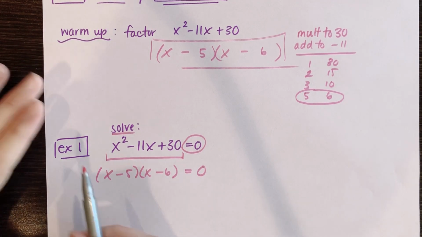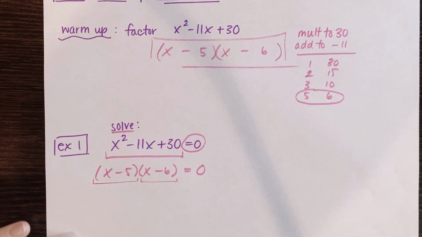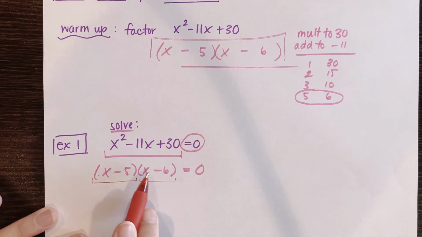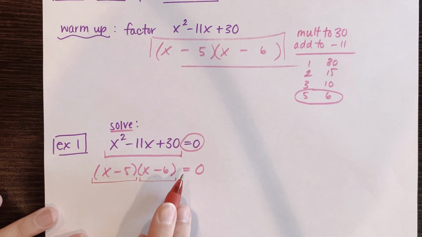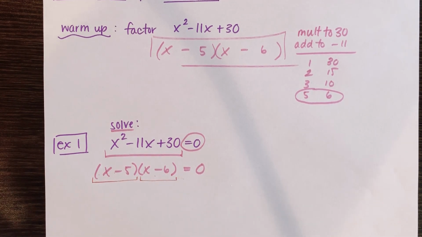So let me think about what I have here. I have two factors, right? What does that mean? Two things being multiplied. These two items, x minus 5 and x minus 6, these two quantities are going to be multiplied together. And that result of multiplying those two things is going to be 0. Okay? So if I multiply two things and that result is 0, what does that tell me about those two things? One of them has to be 0. Maybe they both are, but at least one of those is 0.